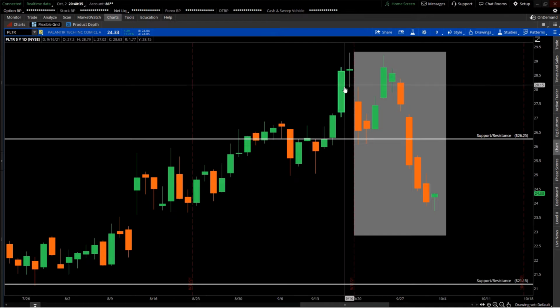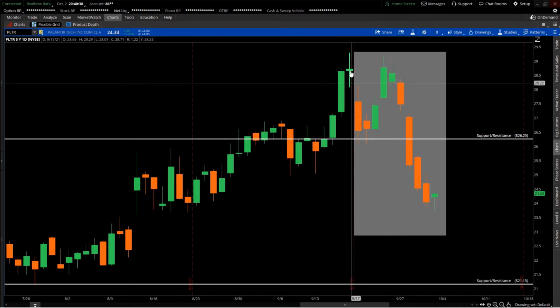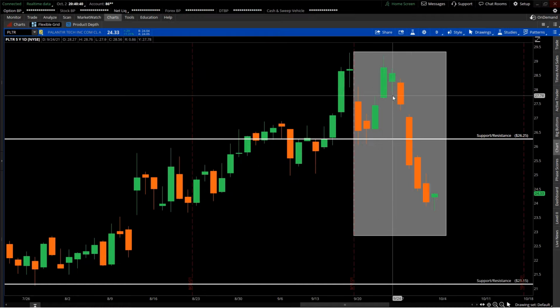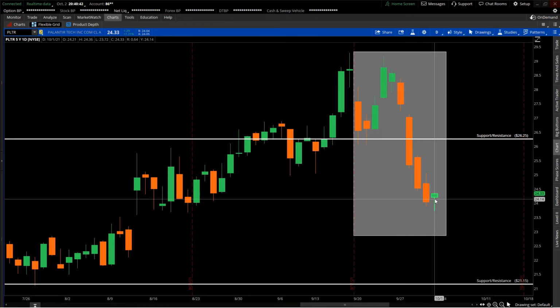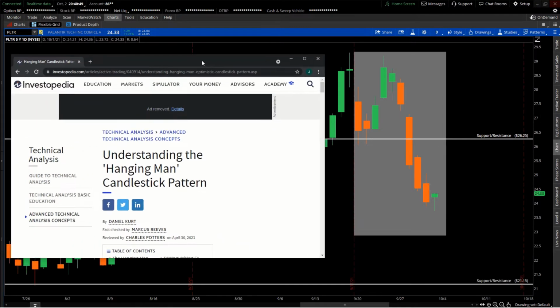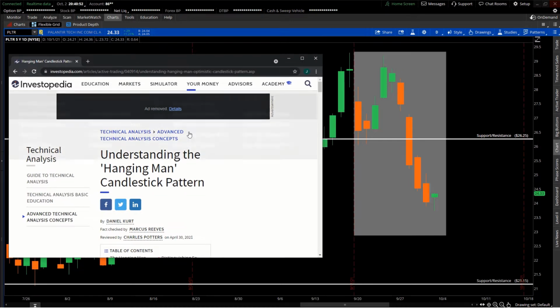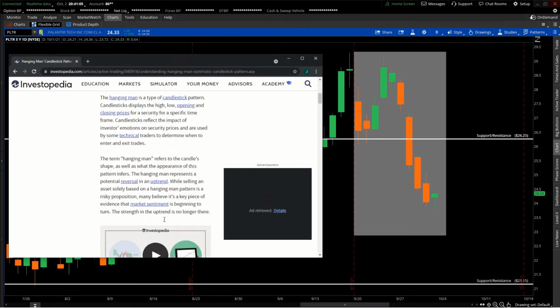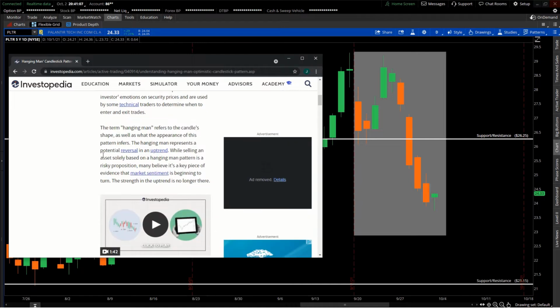A double top is also a bearish signal. So here we have a double top, and in addition to that, there's this hanging man candlestick. Now, I'm not making this candlestick up. I went to Investopedia, and this is their article, Understanding the Hanging Man Candlestick Pattern. I'm not going to read the whole article, but here's the link up here. I just want to highlight what they described.